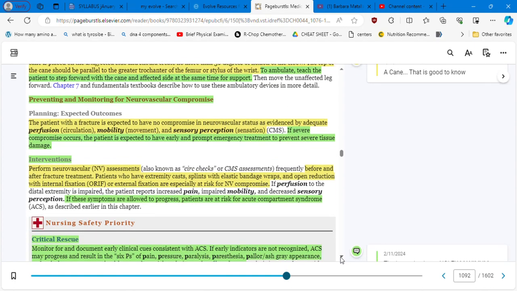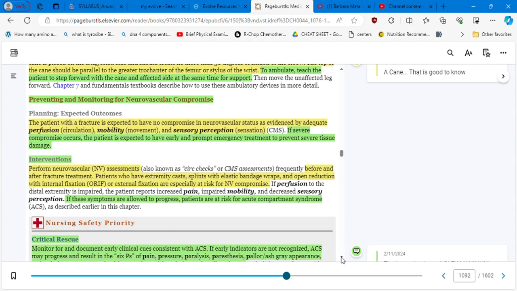Preventing and monitoring for neurovascular compromise. The patient with a fracture is expected to have no compromise in neurovascular status, as evidenced by adequate perfusion, circulation, mobility, movement, and sensory perception, sensation. If severe compromise occurs, the patient is expected to have early and prompt emergency treatment to prevent severe tissue damage.